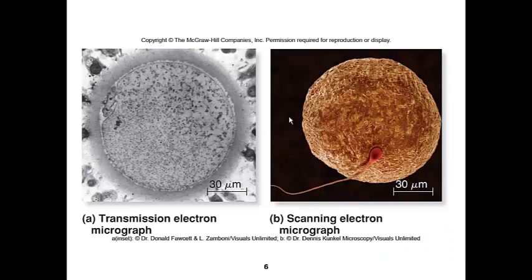Here's an example, an egg being fertilized. In a transmission electron micrograph, we can observe the inside of the egg, the internal architecture. We can't really make out much of the surface here as we can with a scanning electron micrograph, where we actually see a sperm attempting to penetrate the outer barrier of that egg. In each case, the increased resolution of each microscope allows us to see details and structures we would be unable to see using a simple light microscope.